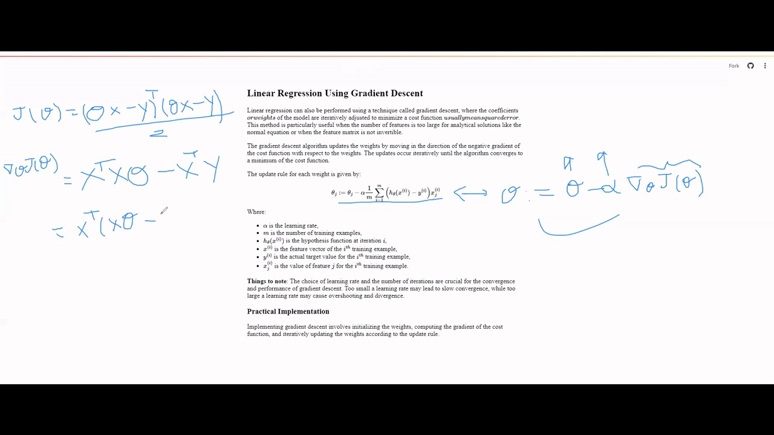Yeah, we factor out the x transpose. And then we have this other thing here. And that's the whole solution. So this is what we're going to plug in here. And this is what we end up coding into the machine learning problem. This is basically the whole thing that we need.